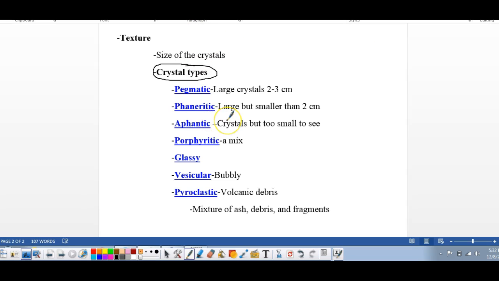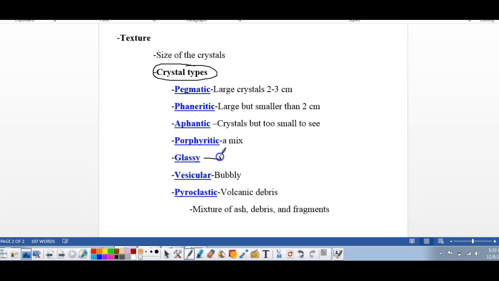And there's phaneritic. Okay, this would be very similar to pegmatitic, but with a little bit smaller crystals. And then aphanitic, really no visible crystals. You can't really see them with the naked eye. And then porphyritic, this would have small crystals and large crystals at the same time. Okay, then you also have something called glassy.